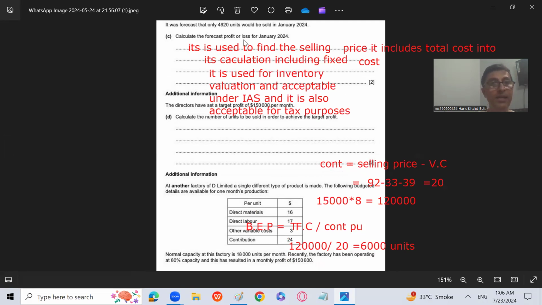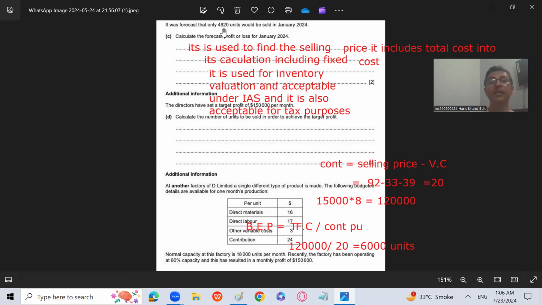It was forecast that only 4,920 units would be sold in January 2024. Calculate the forecast profit or loss for January. So we are basically producing or selling only 4,920 units. I can understand that the break-even point is 6,000 units, right? And the budgeted capacity is 15,000 units. But the examiner is basically asking us to find profit or loss at a selling capacity of 4,920 units.